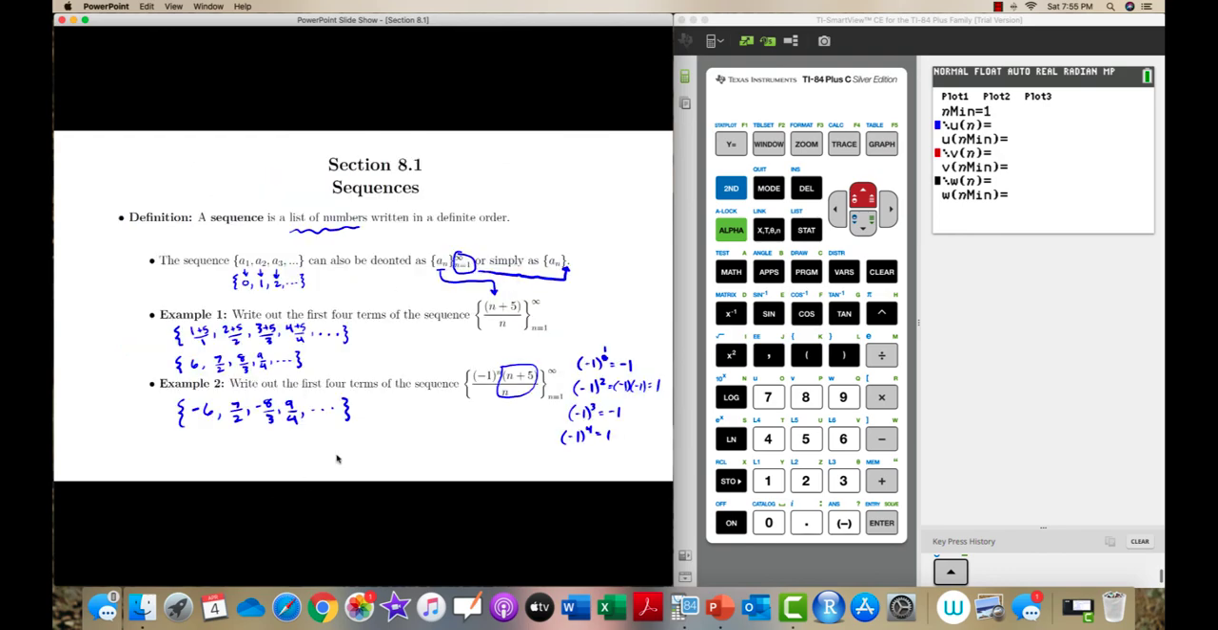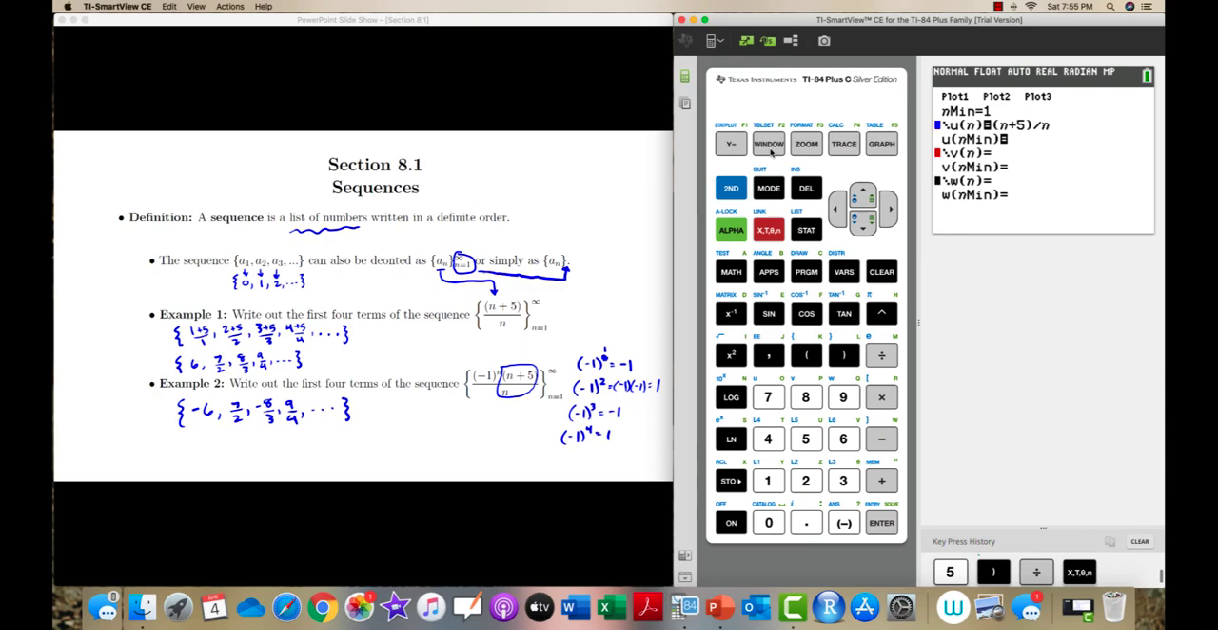All right, so this one wanted us to start at n equals 1, so I'd put 1 here. If it asked me to start somewhere else, I'd put that. And then right below that is my formula, right? So here I would put parentheses n plus 5 divided by n.